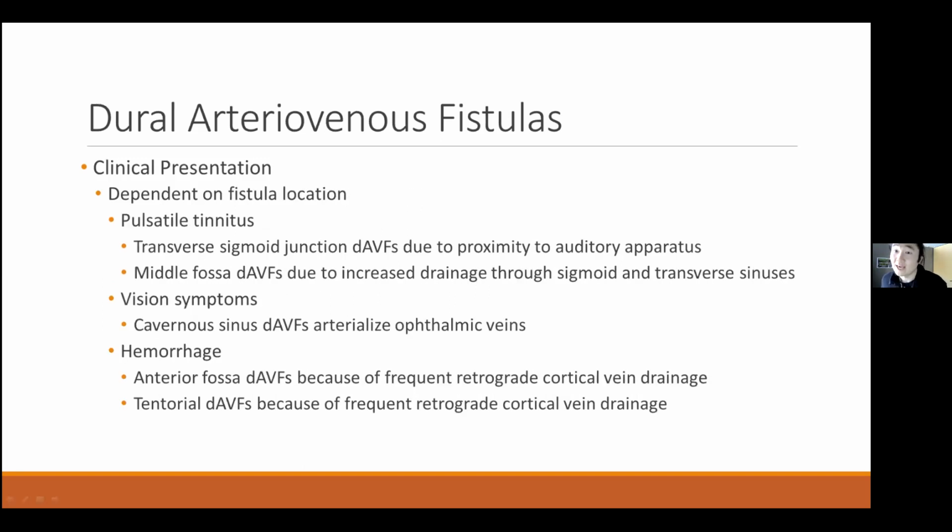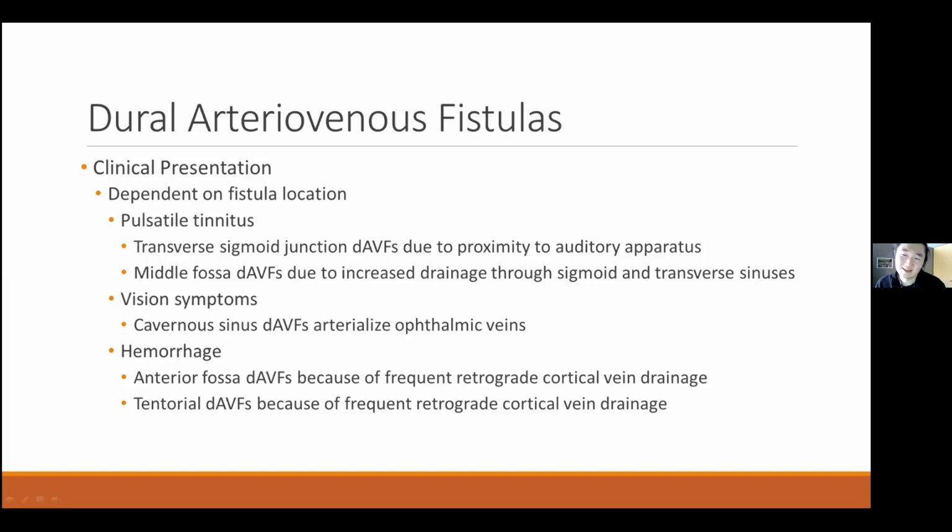And like I said, location is the second component to the clinical presentation. So, for example, pulsatile tinnitus, which we all know is associated with dural AV fistulas, tends to be when the fistula is close to the auditory apparatus. So if the fistula is like in the middle fossa somewhere and it's draining into sigmoid and transverse sinuses, you're more often going to get pulsatile tinnitus. Another example is vision symptoms. If you have someone who has a cavernous sinus fistula, because of arterialization of the ophthalmic draining veins, you're going to get congestion. People can get this very prominent exophthalmos and you can get visual impairment.